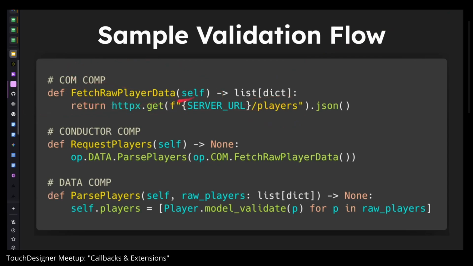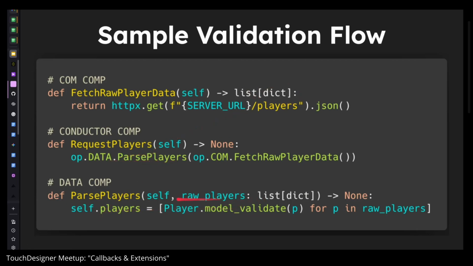Imagine in that comp, we have this method called fetch raw player data, and it's just going to hit an API, and that's going to come back as JSON. So we're going to return that JSON as a list of dictionaries. Great. The conductor calls that. We're going to request players in the conductor. The conductor is the brains of my application. It's the only one that knows what everybody else's API is. It's the only one that knows what's actually happening in the app. Everybody else is dumb. So it calls comm, it says fetch raw player data, and we're going to get back this list of dictionaries, which we're going to pass into parse players.